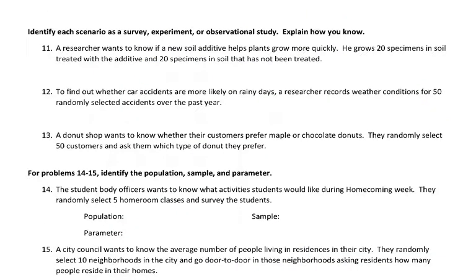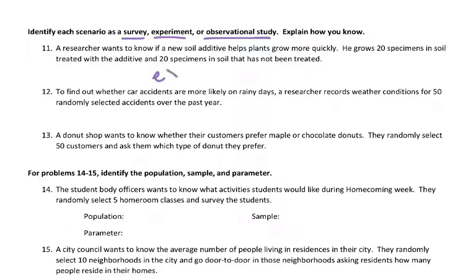So, number 11. A researcher wants to know if a new soil additive helps plants grow more quickly. He grows 20 specimens in soil treated with the additive and 20 specimens in soil that has not been treated. Is this a survey, an experiment, or an observational study? So remember, a survey, you're asking questions. Experiment, you're trying to impact it by doing different things and being the change. Observational, you're just watching to see what the change is.